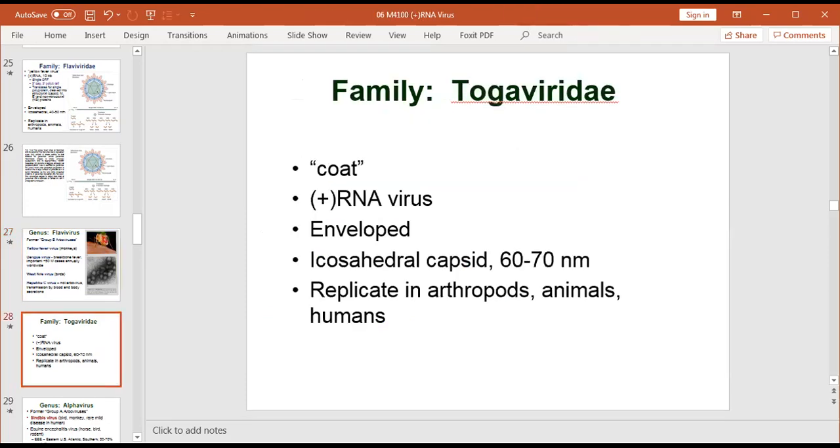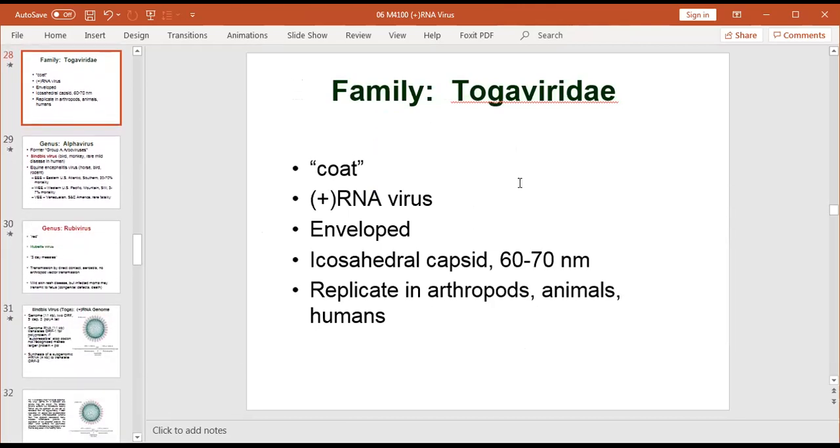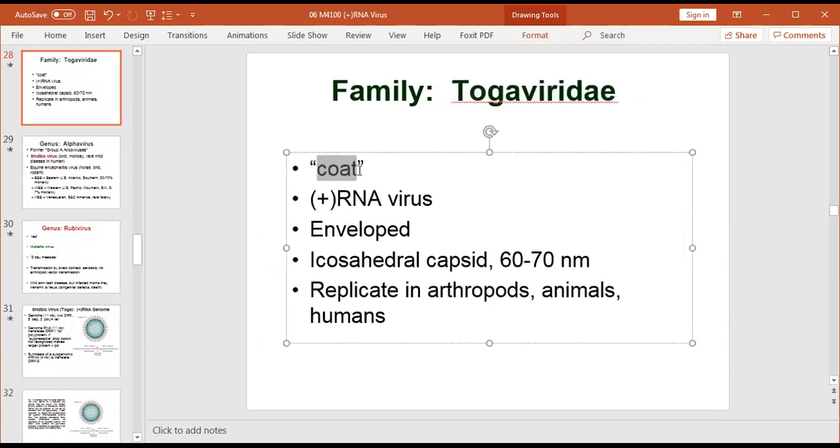Another family of viruses within the positive RNA group is called Togaviridae. Toga means coat. They are positive RNA viruses. These are enveloped viruses. Icosahedral capsid, a little bit larger than picorna, and they replicate in arthropods, various animals, and humans. So it has a broad host range. A genus within the family of Togaviridae is called alphavirus.